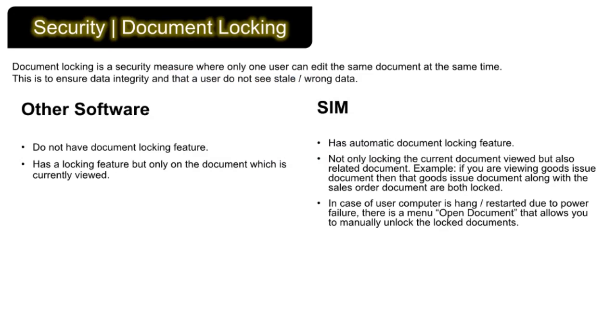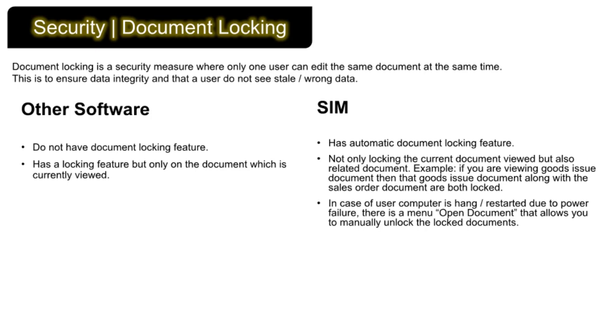In SIM, this document locking feature is automatic. It not only locks the viewed document but also its related documents. For example, when you currently open a goods issue document, then the related sales order documents are locked as well. This is to ensure that while you are working with the goods issue, the sales order document that you are related with is not changed or, even worse, deleted by another user. In case of power failure and your documents are still locked, you can always unlock them via menu open document.